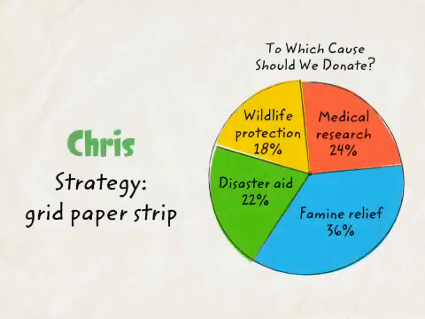Which strategy resulted in the least accurate graph? Which strategy would you use?